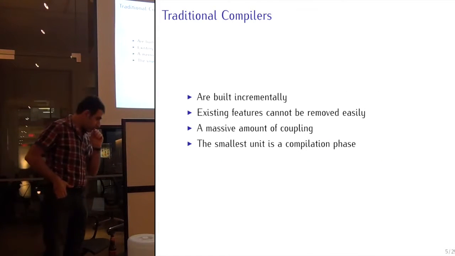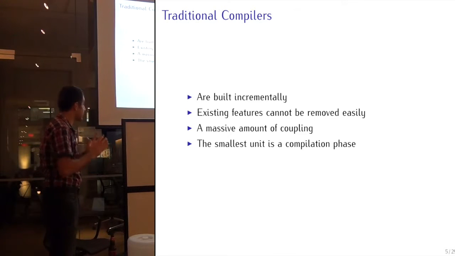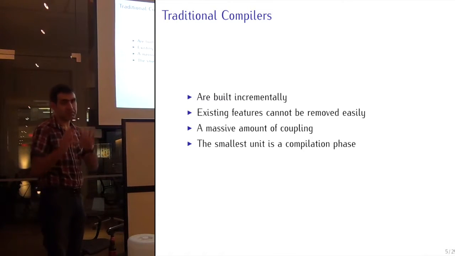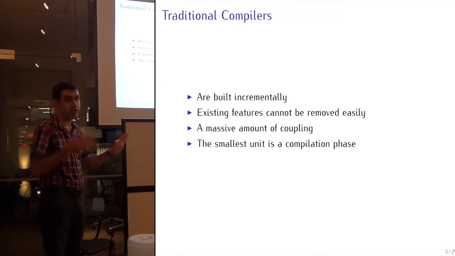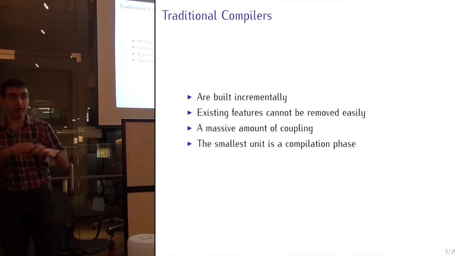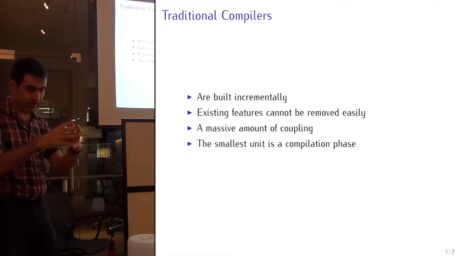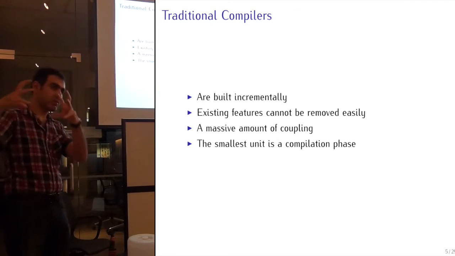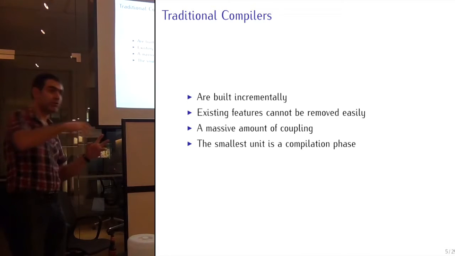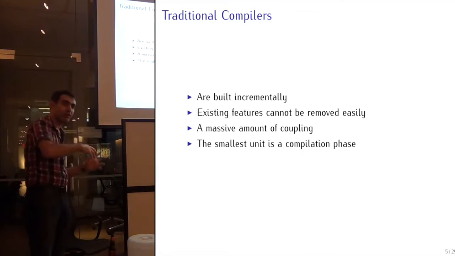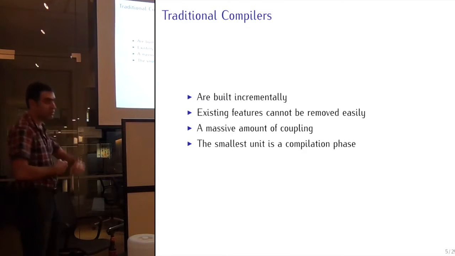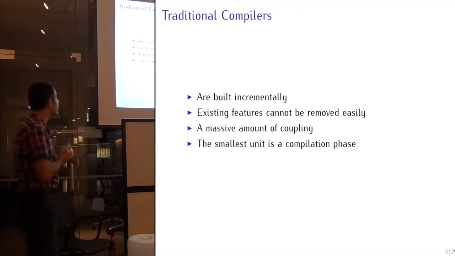So, traditional compilers are either extensible compilers or non-extensible compilers. They are all built incrementally. There is one core, there is some phase built on top of it, and another phase, for example, type checking, built on top of that. So everything depends on each other. There is a lot of coupling between them.